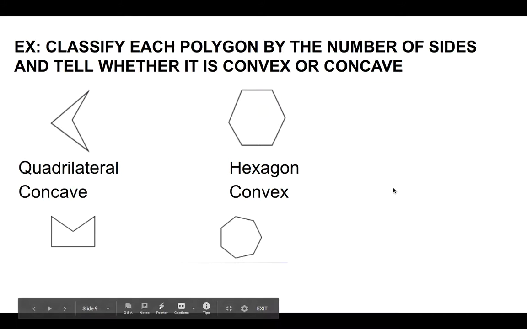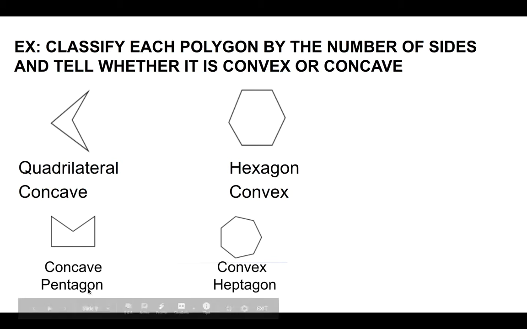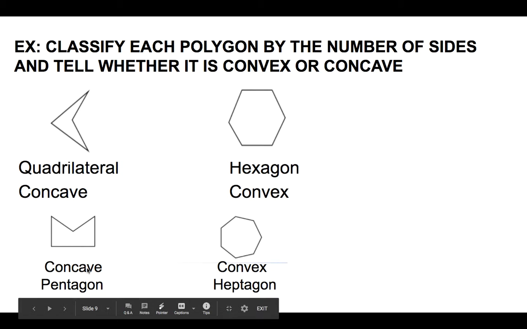Continuing on, now I have these two shapes here, and go ahead again, classify each polygon by the number of sides and tell me whether it's convex or concave. So in this first shape, we have 1, 2, 3, 4, 5 sides. Since it has 5 sides, it is a pentagon. And then again, if we were to extend out this side of my polygon, or even this side of my polygon, we would end up touching a point on the interior of the shape, meaning that it is concave.